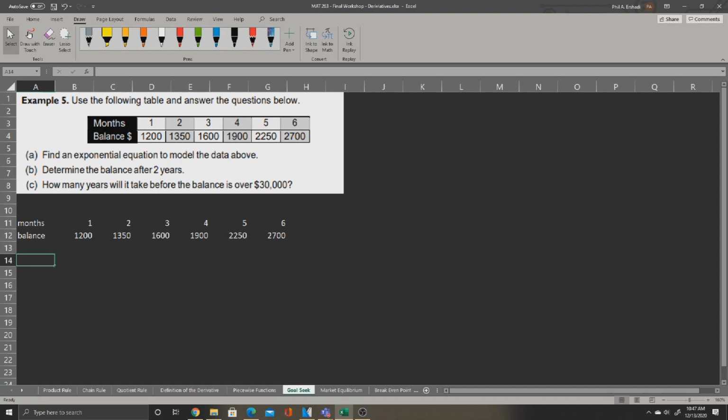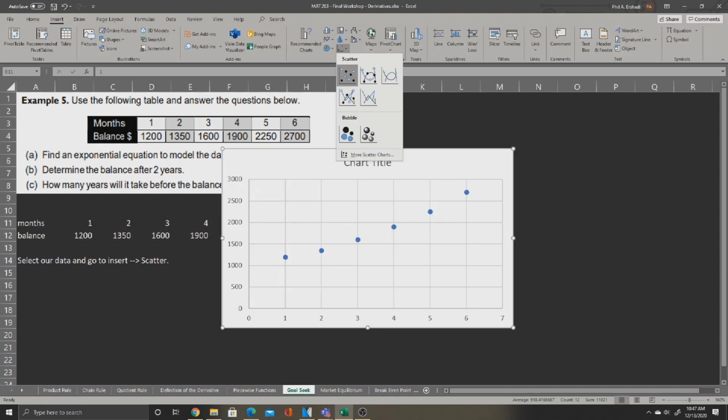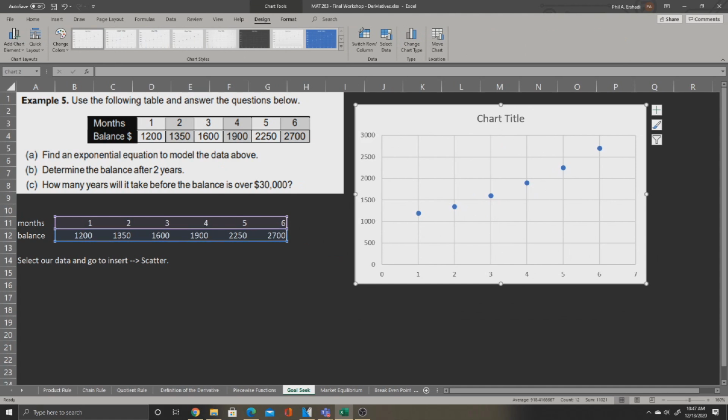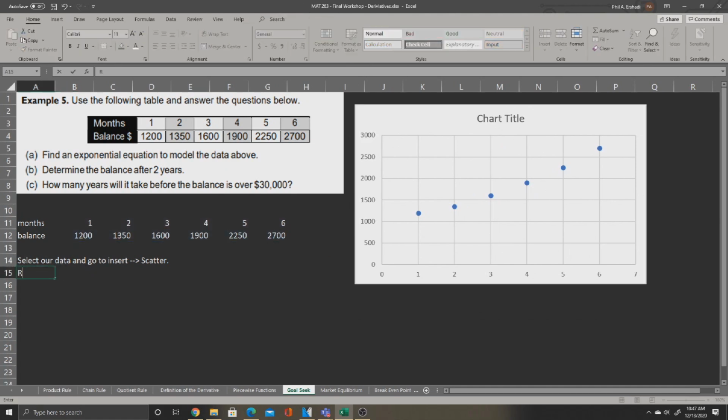All right, with everything in here, to make the exponential equation, we select our data and go to Insert, Scatter. So make sure that we get all the numbers in there. I don't think we'll need the words in there. We'll just go to Scatter here and get our chart. Once we have our chart, we right-click on one of the dots and insert trend line.